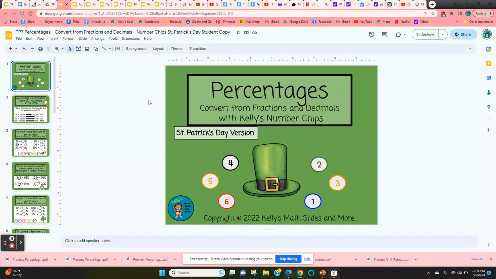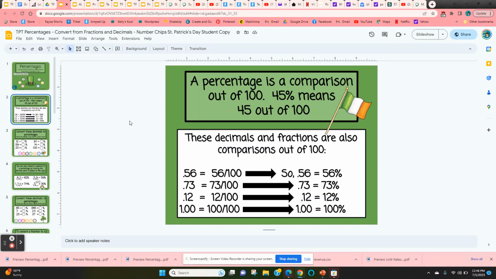Percentages convert from fractions and decimals with number chips. This is the St. Patrick's Day version. So it starts out with explaining what percentages are. They're a comparison out of 100. So 45% means 45 out of 100.